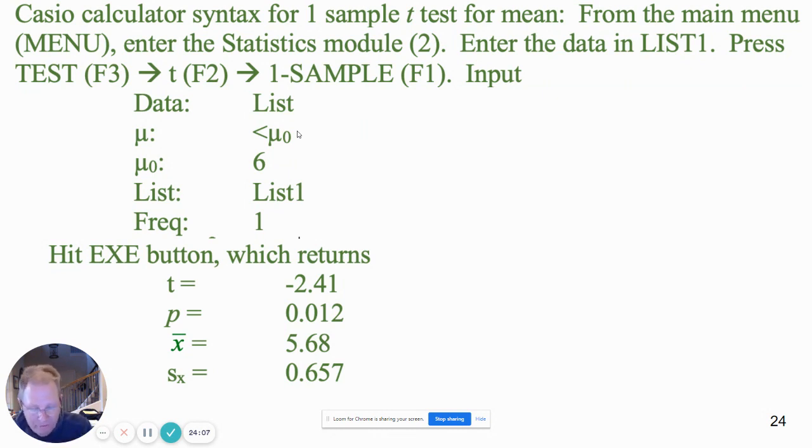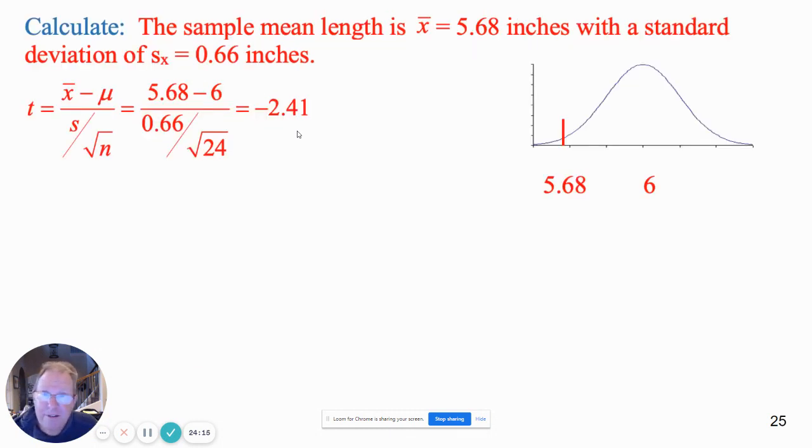Okay, so write all that down. You might get partial credit just for writing the output from your calculator. So we're going to write that down. Now we're going to go on to the calculate part.